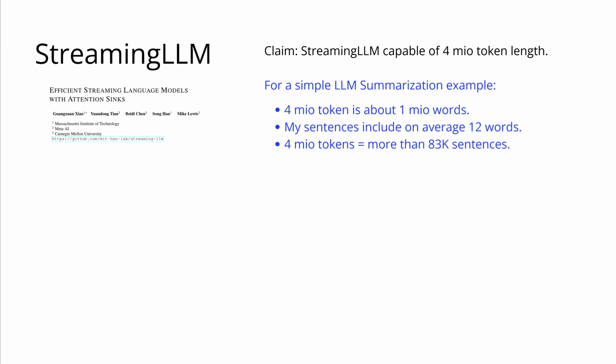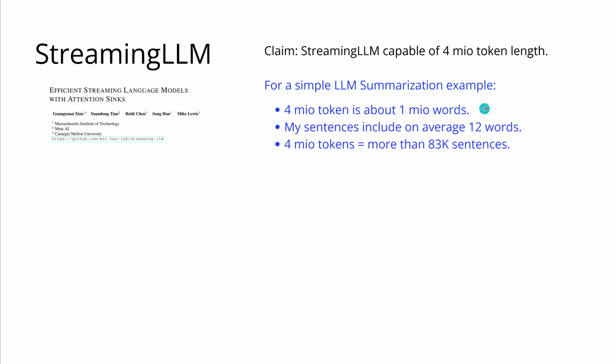Okay, and I thought, great, but can I use this now for my personal use case? Because I have data streams that come in continuously. And they claim that the streaming LLM is capable of a 4 million token length. So they also reduce infinity to 4 million token length in the depth of the research report. Okay, so I say good. I take this 4 million token length. I assume that 4 million token is about 1 million words.